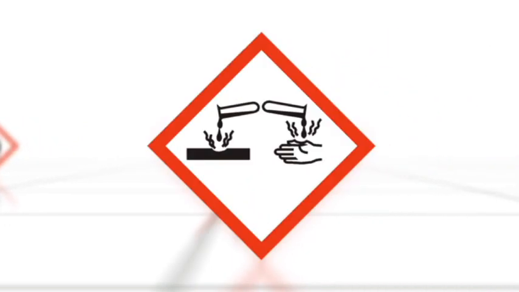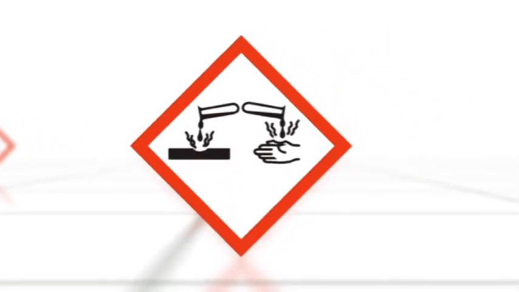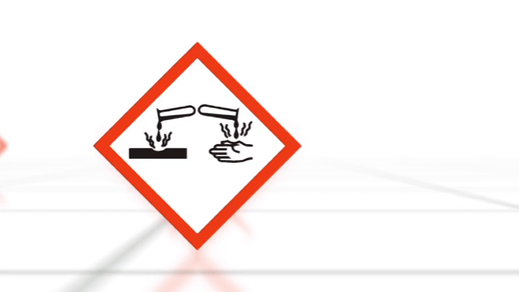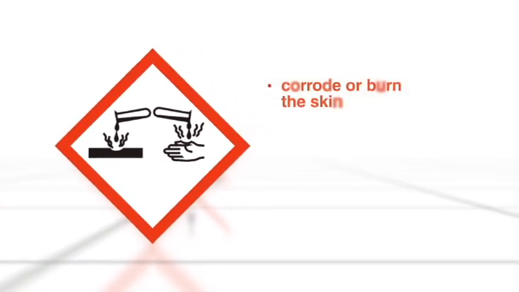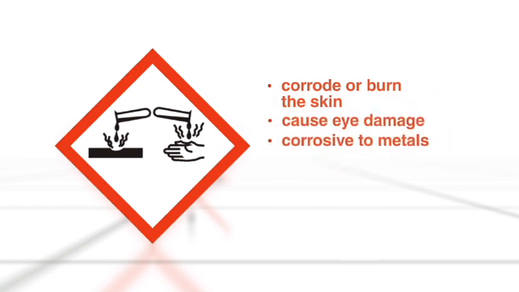The corrosion pictogram shows 2 test tubes, one dripping liquid and eating into a solid surface, and the other dripping liquid and eating into a human hand. This pictogram applies to chemicals that may corrode or burn the skin, cause eye damage, or are corrosive to metals.